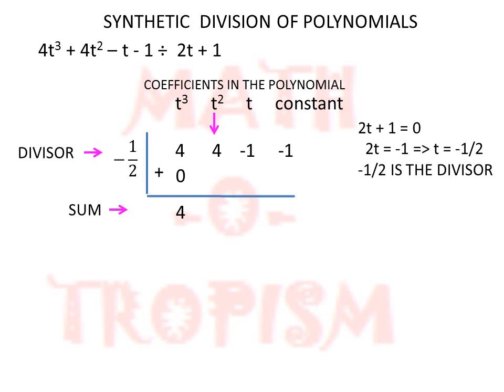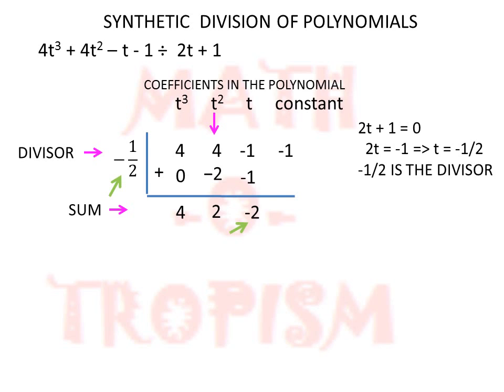Now what will be my next entry? It will be the divisor into the previous sum. So 4 into minus 1 by 2 is going to give me minus 2. Again add 4 and minus 2, so the sum under that will be 2. Again, 2 into minus 1 by 2, previous sum and the divisor, that will come to minus 1. So my entry under minus 1 is also minus 1. So when I add, it becomes minus 2.